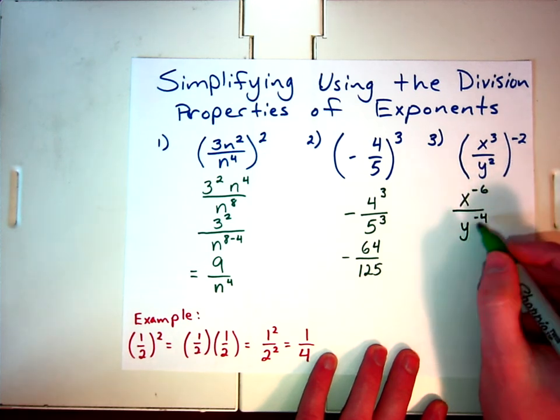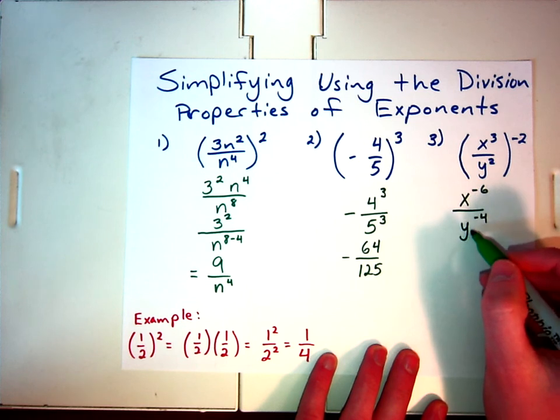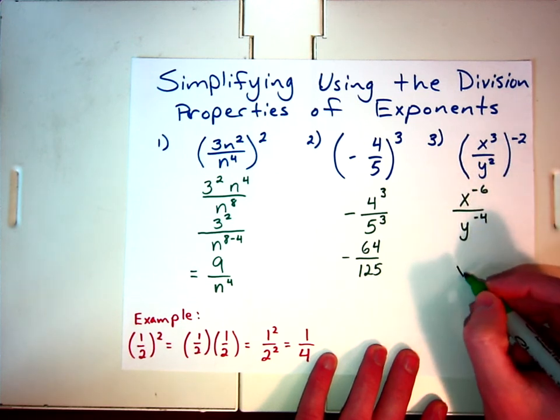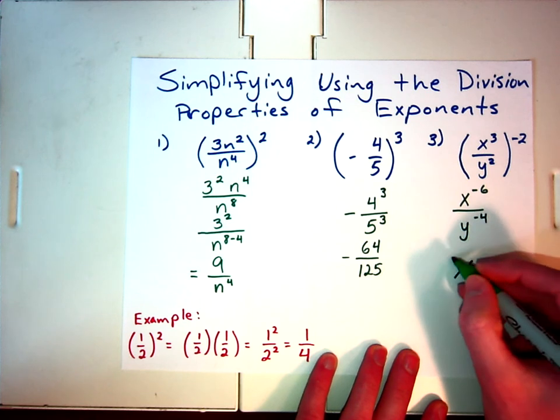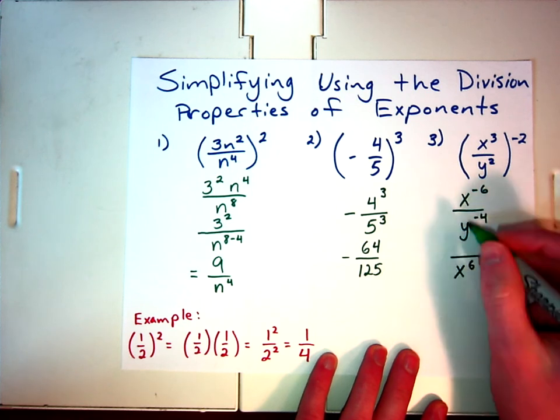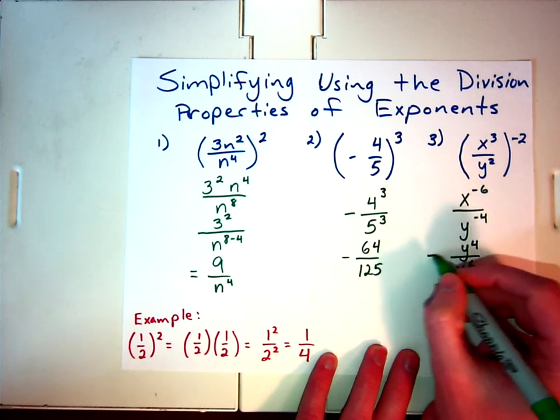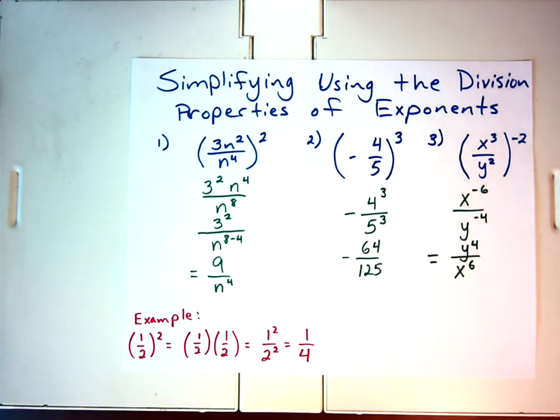Well, since these are negative exponents, I'm going to put the x to the negative 6th power in my denominator, and I change it to a positive exponent. And then my y, I would move to my numerator because it had a negative exponent. So my answer there would be y to the 4th power over x to the 6th power.